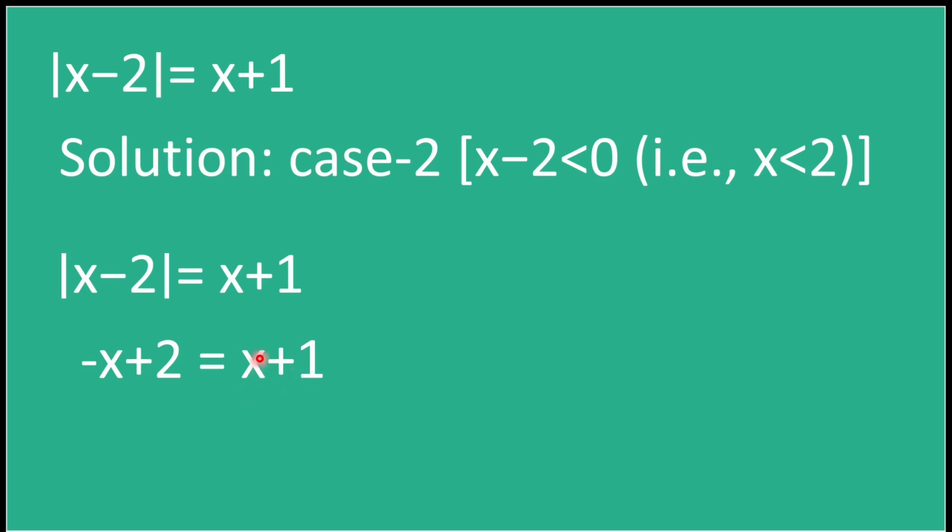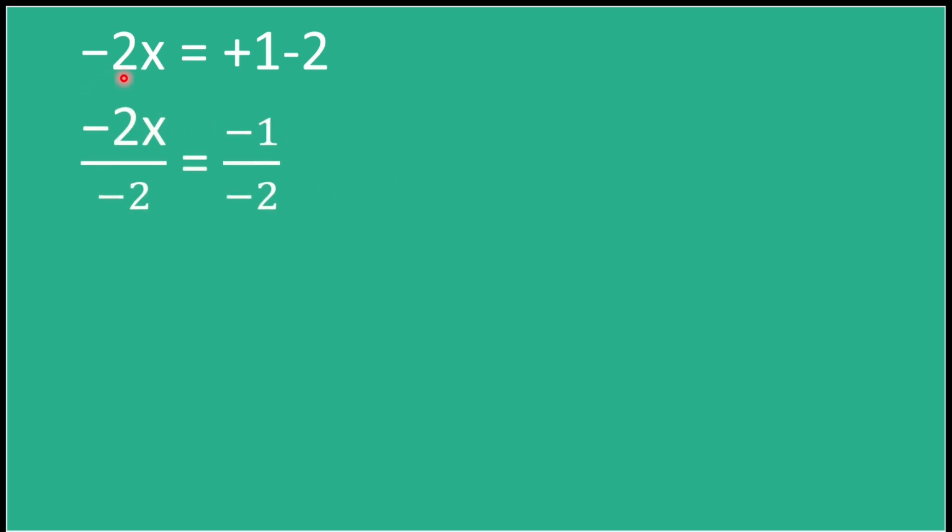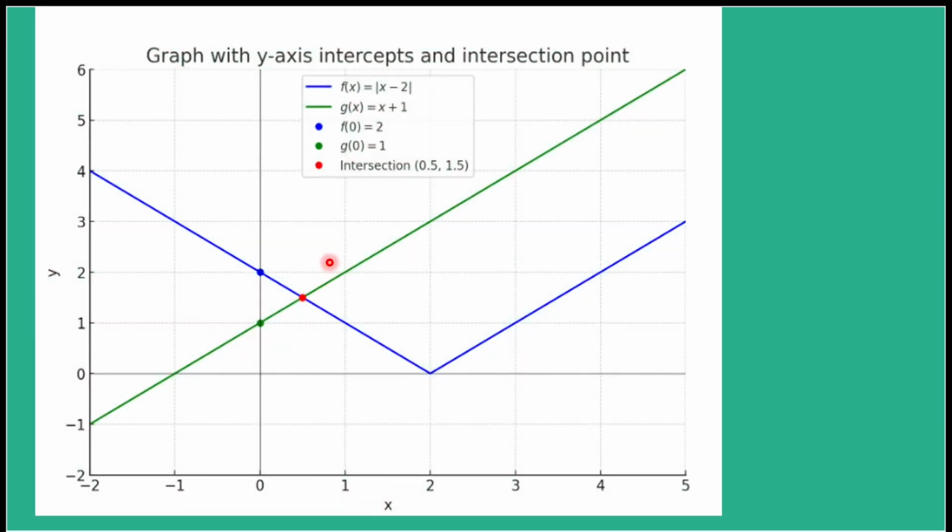And now we will shift this x here, so it will become minus 2x, because minus x and this minus x will become minus 2x, and we will shift this 2 to this side, so it will become 1 minus 2. So here we have minus 1, and here minus 2x, and after this we will divide both sides by minus 2. After dividing by minus 2, we have x equal to 1 over 2. So this is the solution of this question, x equal to 1 over 2.